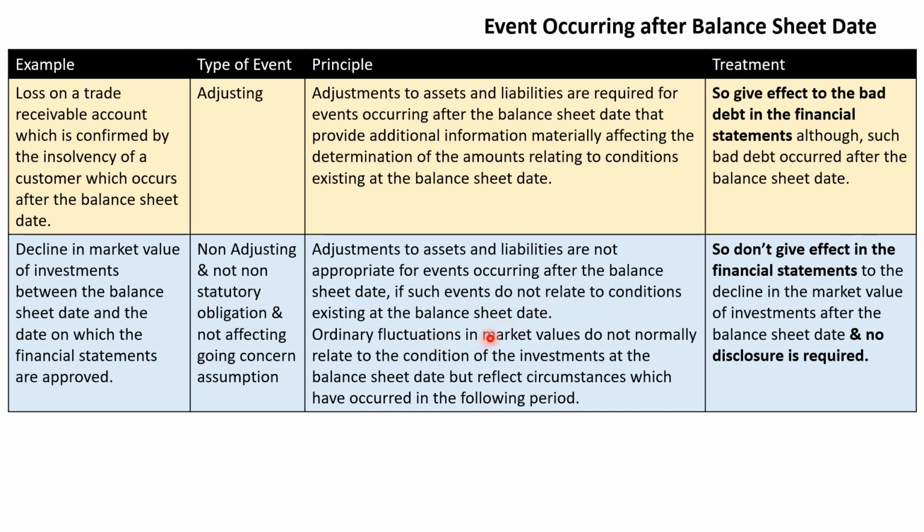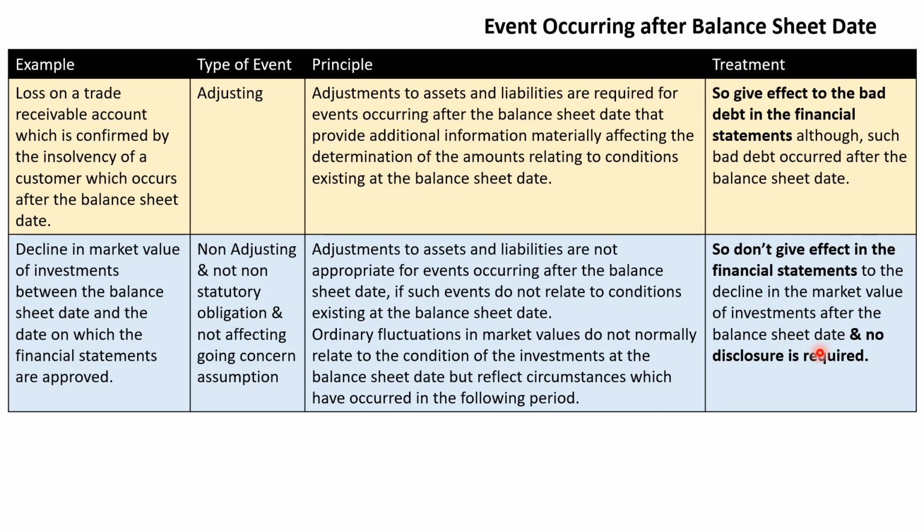As on the balance sheet date, the market value of the shares was high. Afterwards it has fallen down. That does not change the fact that on the balance sheet date the market value of the investments was higher. So ordinary fluctuations in the market value do not normally relate to the conditions of the investments at the balance sheet date, but they reflect circumstances which have occurred in the following period. So what we should do, don't give effect in the financial statement to the decline in the market value of the investments after the balance sheet date, and no need of any disclosure, let it be.